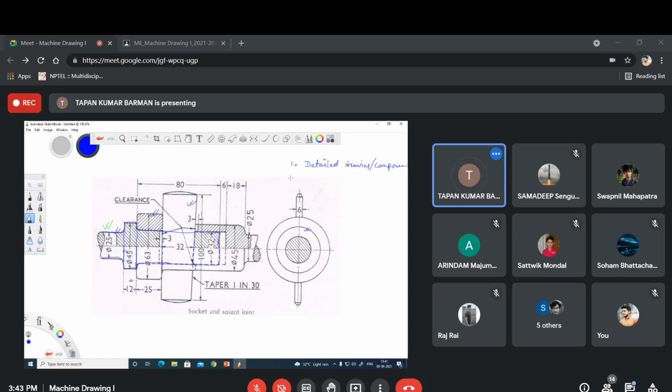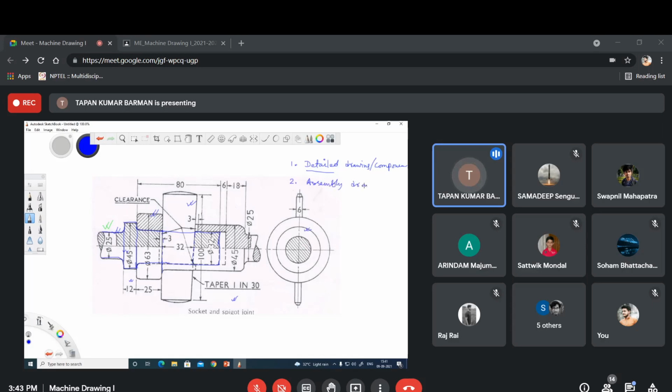Okay. So here what you are doing basically, from this assembly drawing of the socket and spigot joint, we are taking out the individual component, and for this individual component we are trying to draw the projection view. So this type of drawing is called detailed drawing or component drawing. Clear? Yes, sir. The drawing shown to you right now is called assembly drawing or assembled drawing.